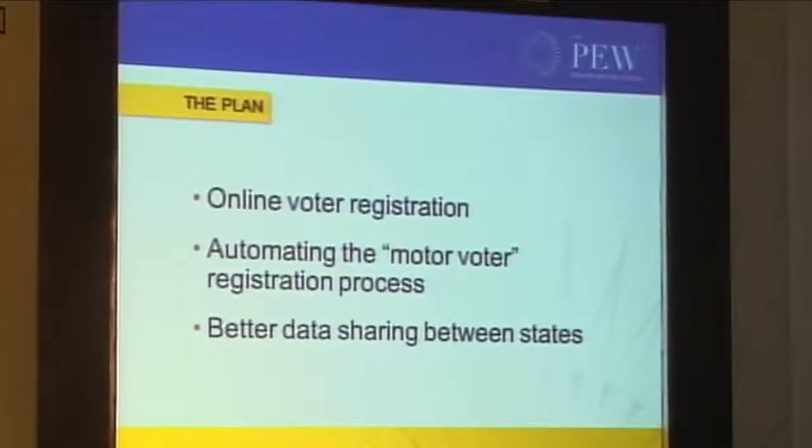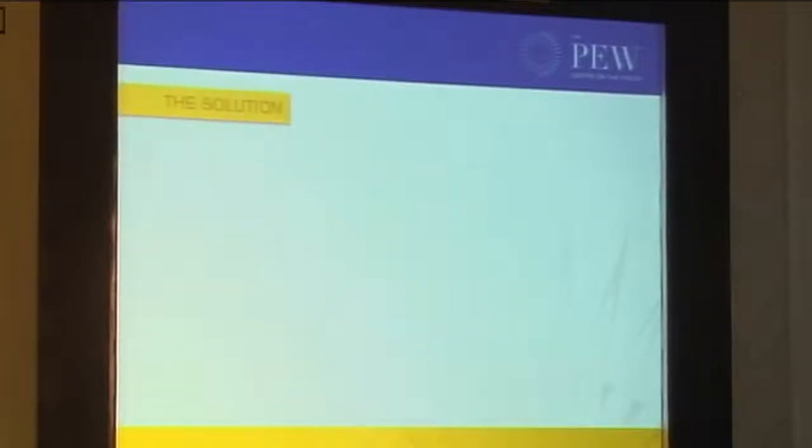Second, automating what I call the motor voter registration process. As I mentioned, they're supposed to offer voter registration services at motor vehicles agencies. This is done very poorly across the United States. Automating that process will help build that more efficiently. And then finally, creating a system so the states can better track mobility between the states, which they can't do right now, so to do better data sharing between the states. I'll talk about each of these very briefly.